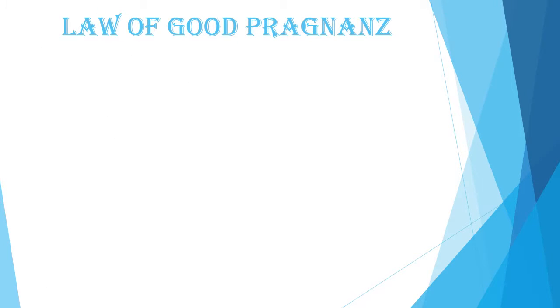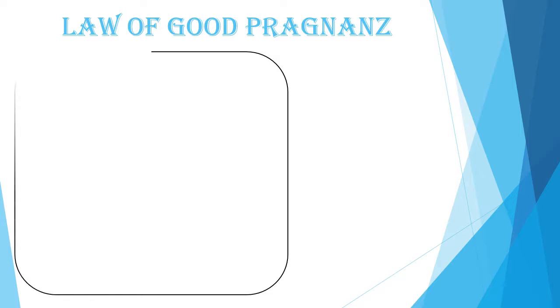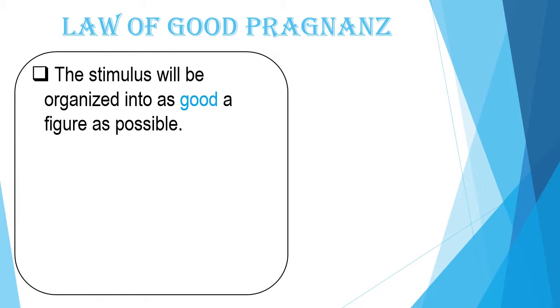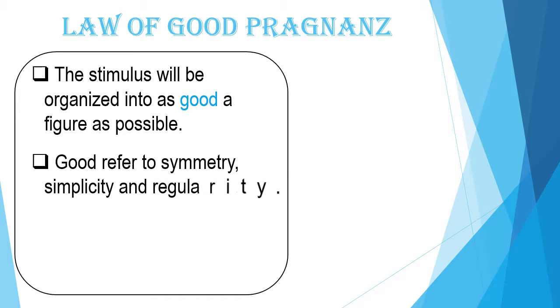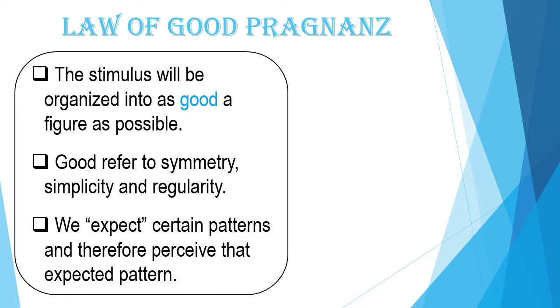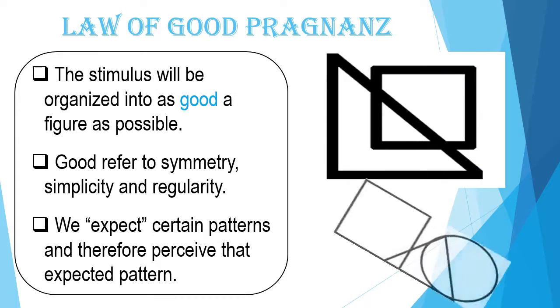And next is the law of good pragnanz. This stimulus will be organized into as good a figure as possible. Good refers to symmetry, simplicity, and regularity. We expect certain patterns and therefore perceive that expected pattern, just like in these pictures.